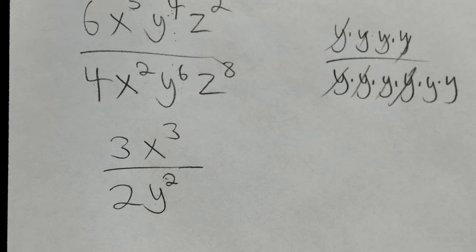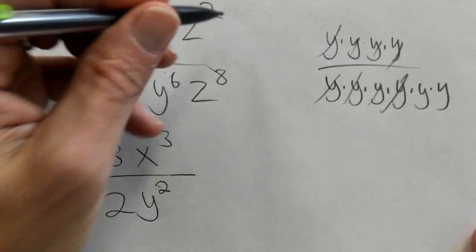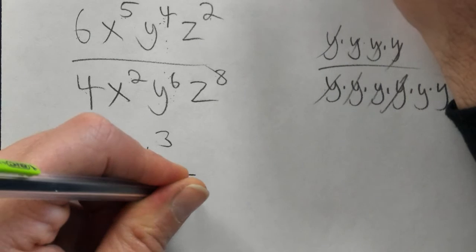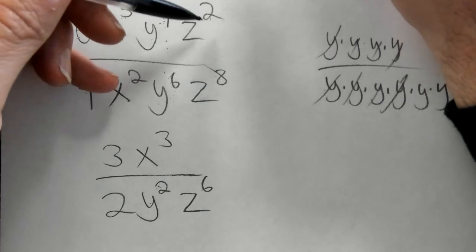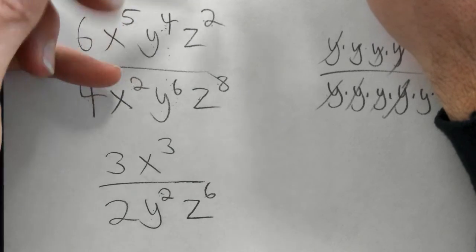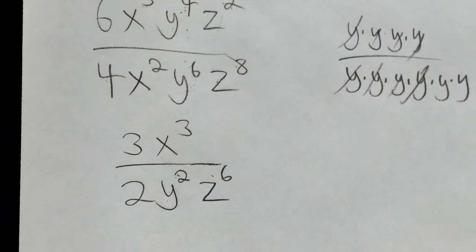All right, so keeping that in mind, we can now finish the z portion of it. So I know it's going to be 2 minus 8, which is negative 6. So since it's negative, that means my z is going to end up on the bottom of the fraction with 6. Here's another way you can think about it. If I have 2 z's on top and 8 on the bottom, once they cancel, I'm going to be left with 6 on the bottom of the fraction. So that's another way to think about it as well.